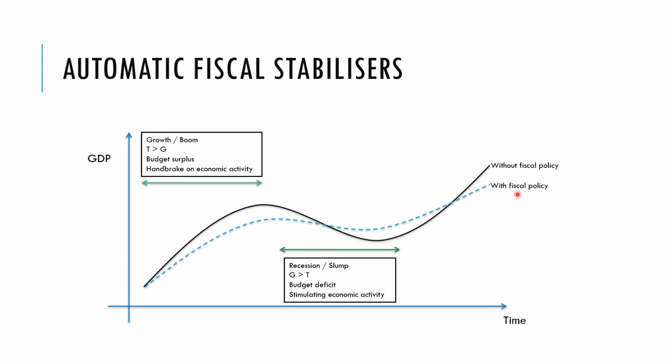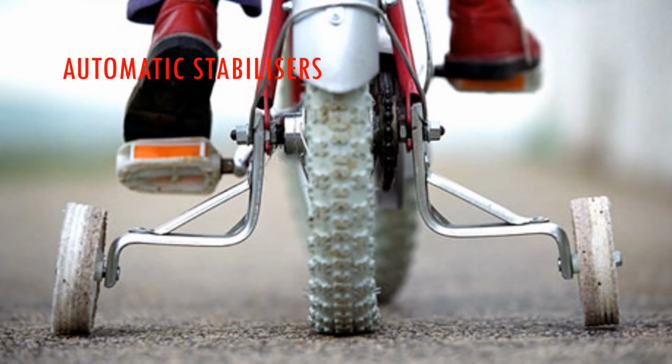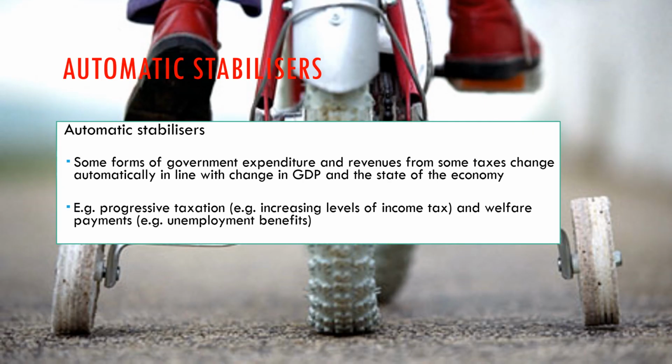So fiscal policy can also sometimes be used to stabilize the trade cycle almost automatically through the use of government spending and tax. So to summarize, automatic stabilizers are some forms of government spending and revenues that can automatically change in line with GDP and the state of the economy. So for example, progressive taxation will take out more money during periods of boom, and welfare payments will inject more money during periods of recession and slump. And this can help even out the trade cycle.